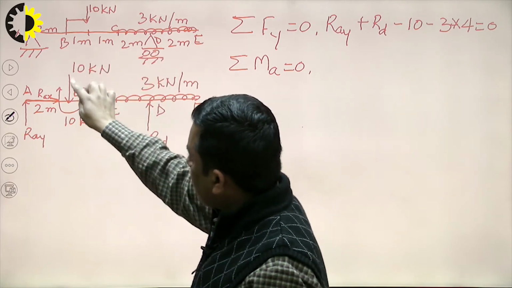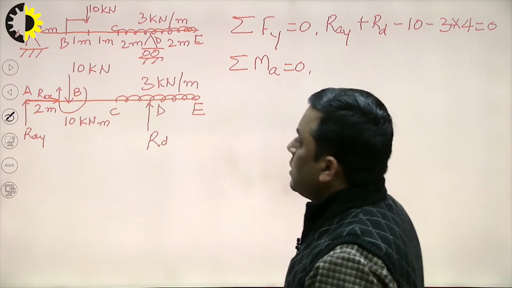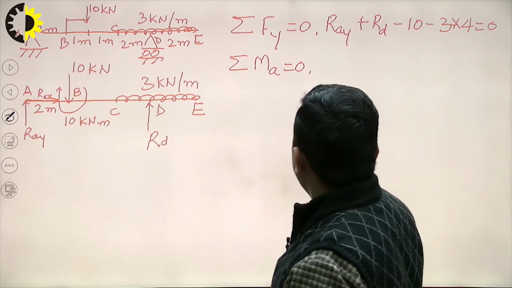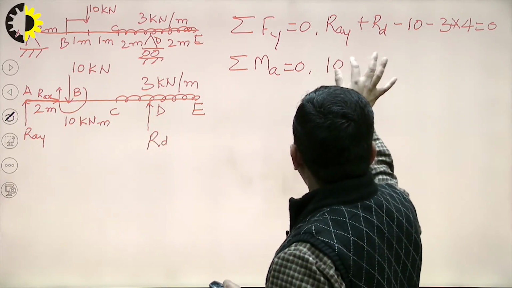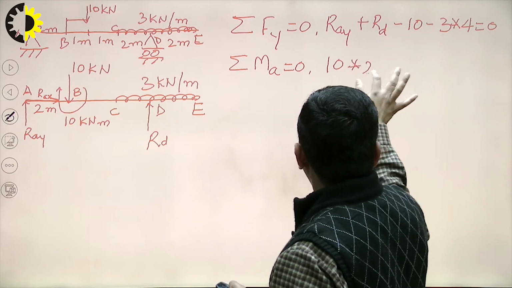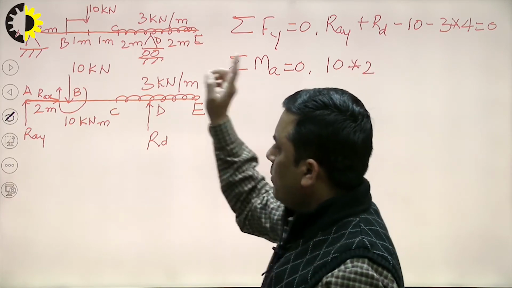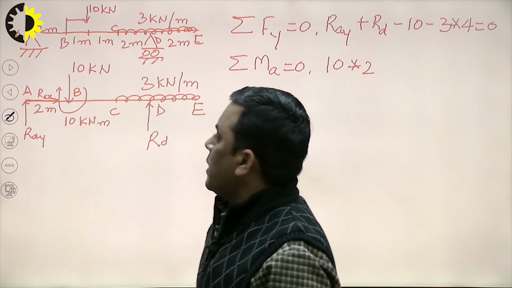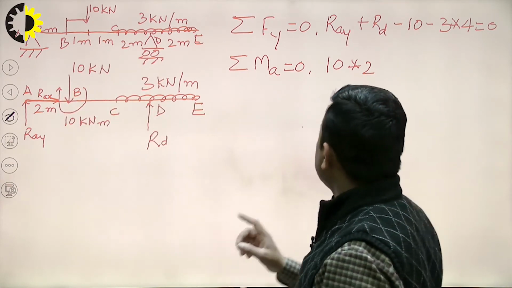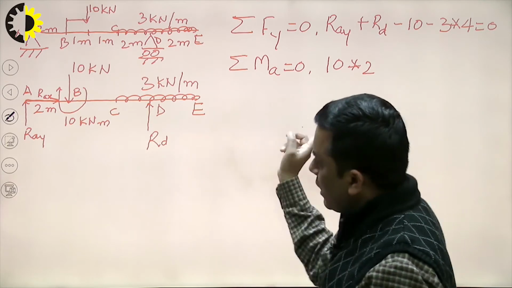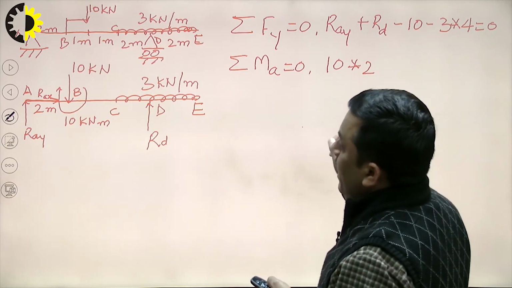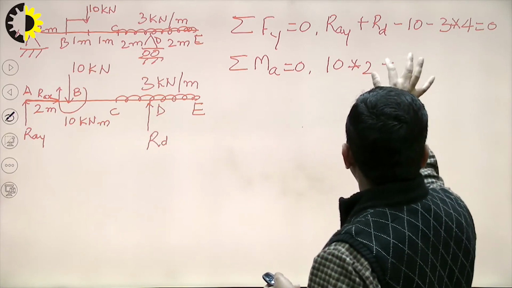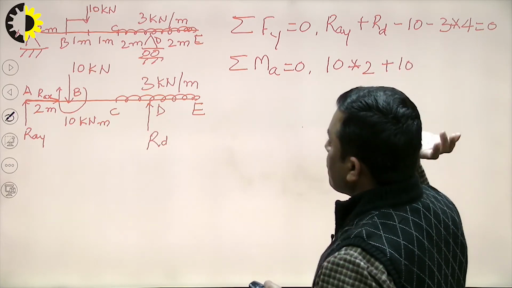Now I am coming to the second force, which is 10 kilonewton. The distance of this 10 kilonewton from point A is 2 meters. So I will be writing 10 into 2, the moment due to 10 kilonewton. Already a couple is existing at point B, which will also be considered when I am considering the moment about any point of the beam, and the direction of the rotation of this 10 kilonewton meter is also the same. So I will be writing plus 10.